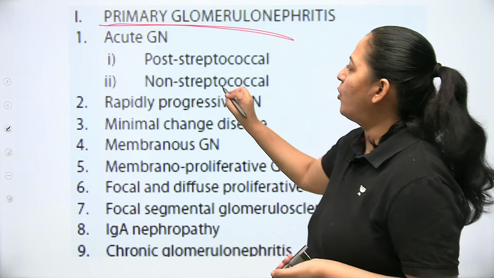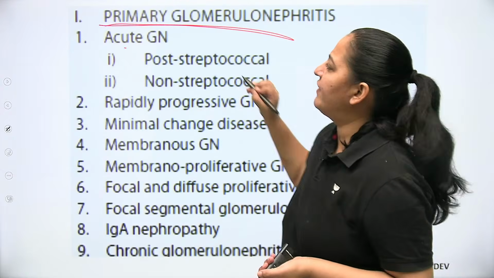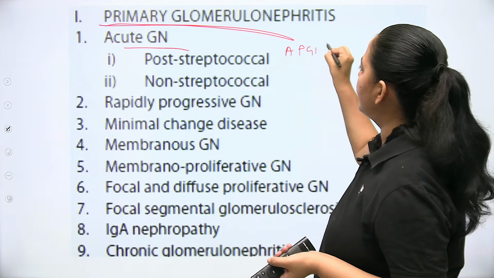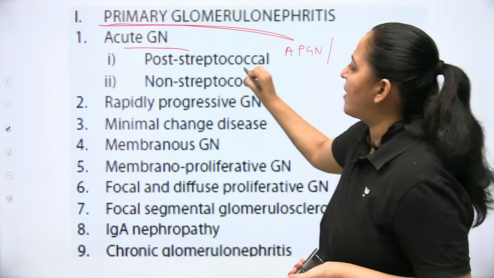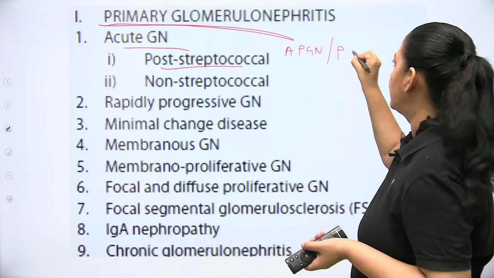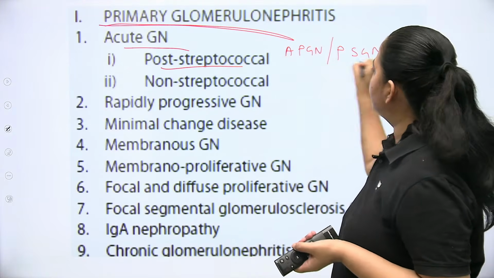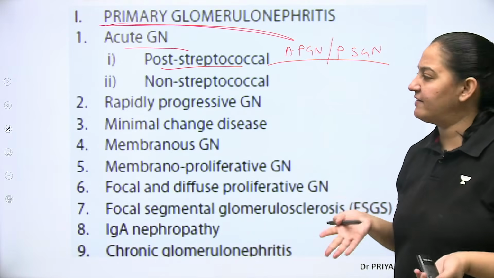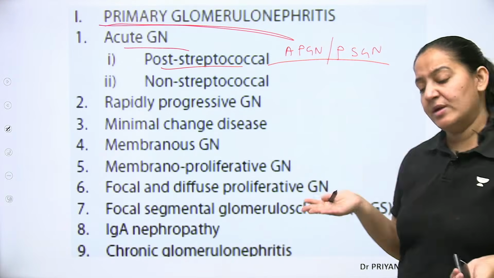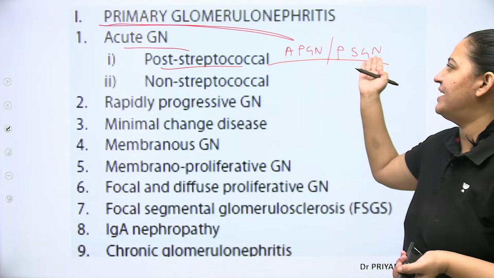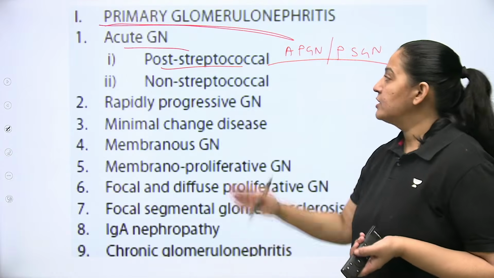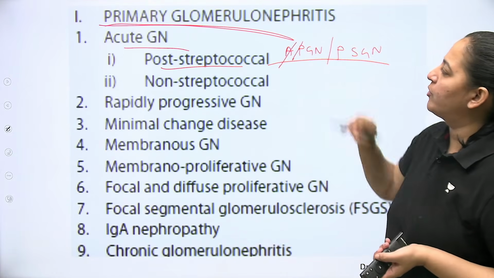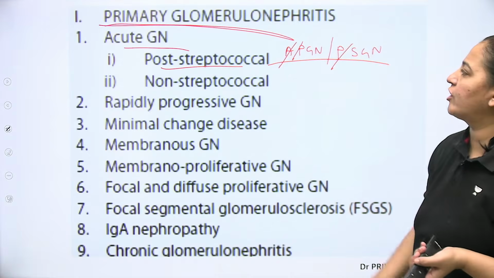The first is known as post-acute proliferative glomerulonephritis. Acute proliferative glomerulonephritis, also known as post-streptococcal glomerulonephritis, one and the same thing. So many students even don't know that these two terminologies are same. Now you have to learn the short forms, because in exam it is like PSGN only. So many students even don't know the full form of PSGN, APGN. You got my point? So what is APGN? What is PSGN? It is acute proliferative glomerulonephritis, post-streptococcal glomerulonephritis.